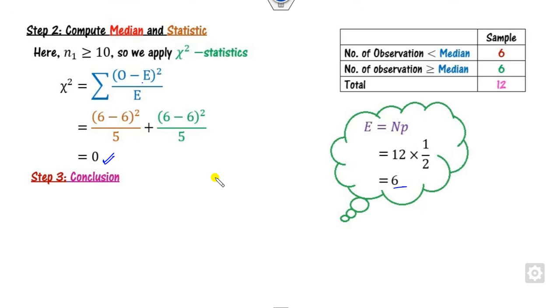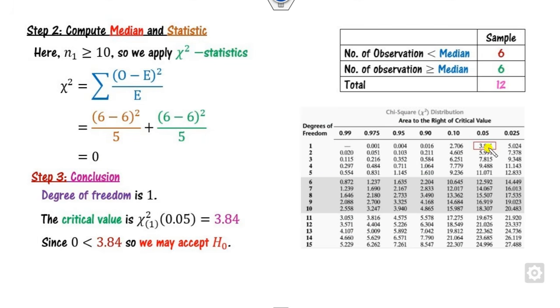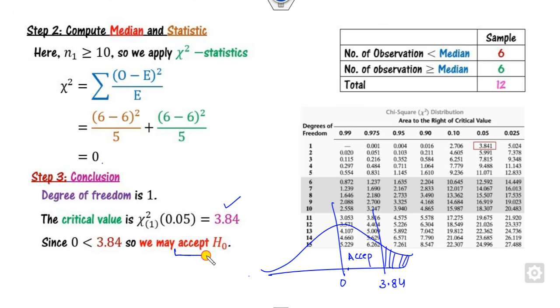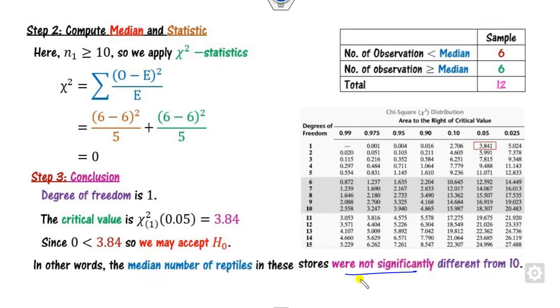Now what is the degree of freedom? This is 2 minus 1, so the degree of freedom is 1. At 1 degree of freedom, the critical value is here. If you draw this normal graph, this is the rejection region, this is 3.84. The calculated value lies here, in the acceptance region. So we can accept H0, that is, there is no significant difference.